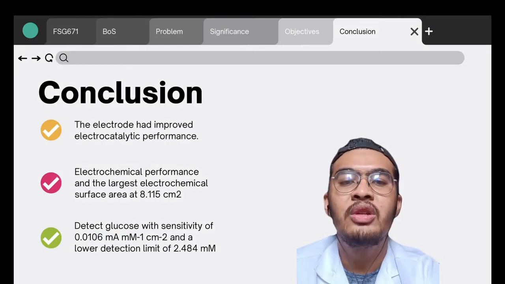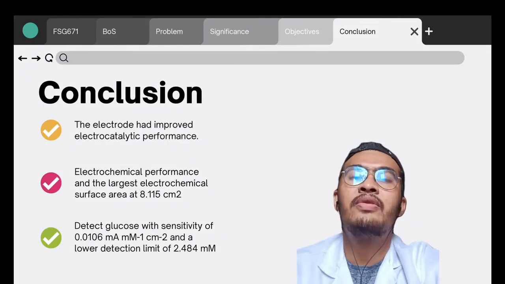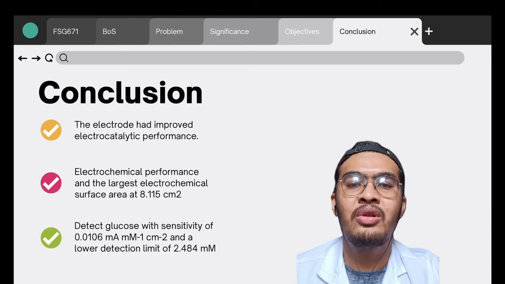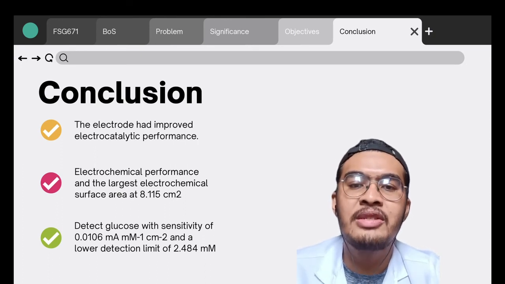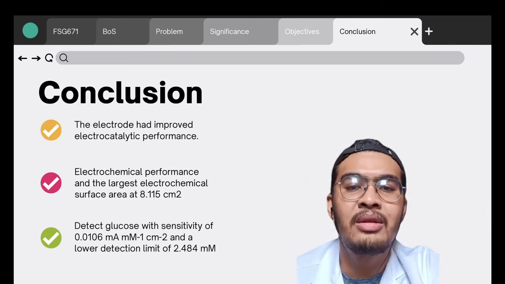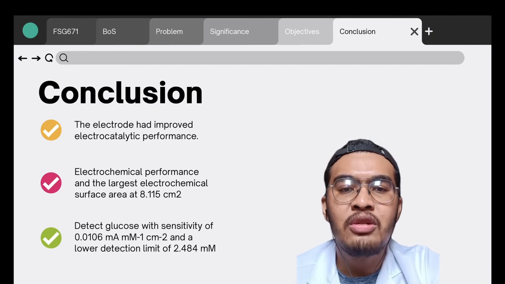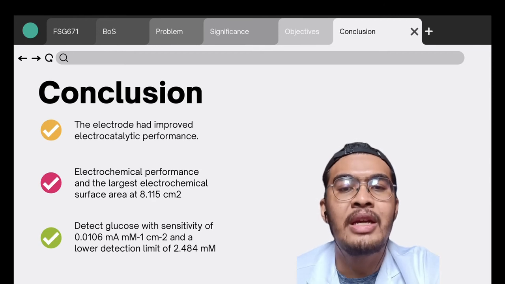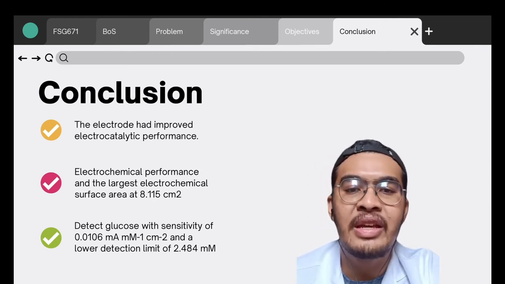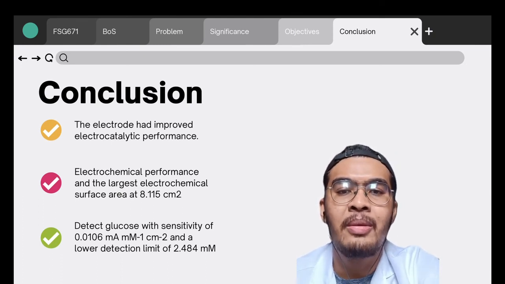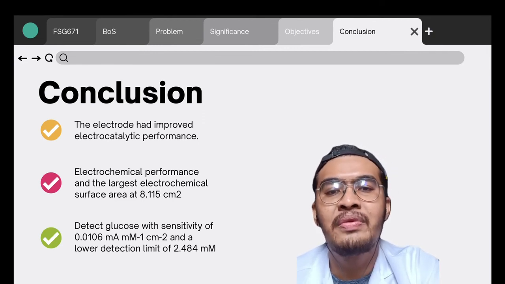And now we will proceed with the conclusion. As for the conclusion, electrodeposition was used to create high surface area gold electrodes. Cyclic voltammetry analysis revealed that the electrode had improved electrocatalytic performance. The properties of gold have improved the electrode's conductivity and surface area. SPGE deposited with gold over 60 cycles and dealloyed by anodization has the best electrochemical performance and the largest electrochemical surface area at 8.115 cm².